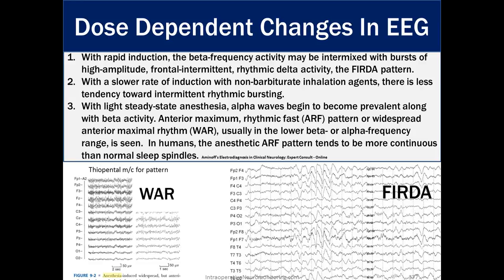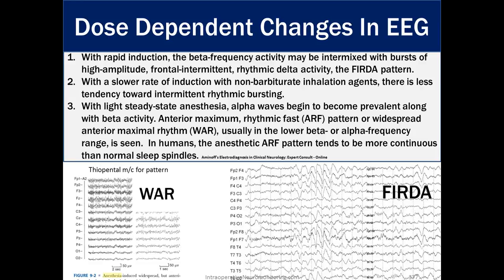Dose-dependent changes in EEG. With rapid induction, the beta frequency activity may be intermixed with bursts of high-amplitude frontal intermittent rhythmic delta activity, or FIRDA pattern. With a slower rate of induction with non-barbiturate inhalational agents, there is less tendency towards intermittent rhythmic bursting. With a light, steady-state anesthesia, alpha waves become prevalent along with beta activity.